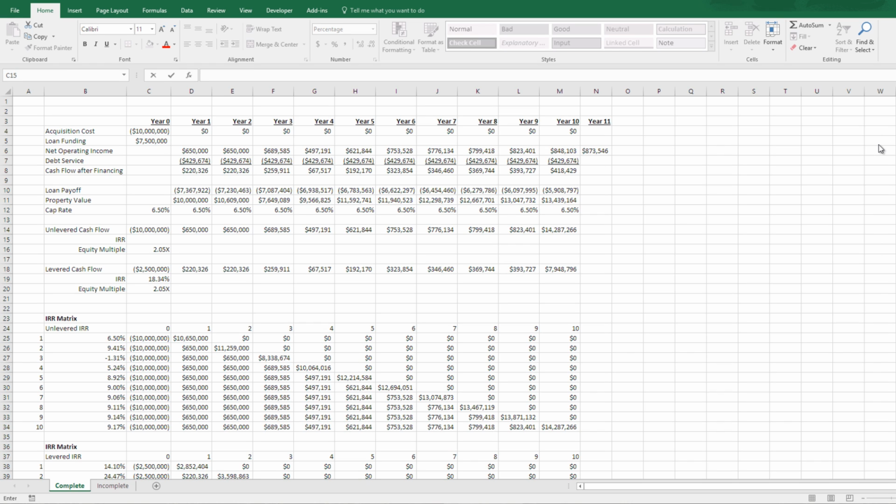Today I'm going to show you how I use an IRR matrix, otherwise known as an IRR grid, to assess the appropriate hold period for a real estate investment. So first, what is an IRR matrix and why is it important?